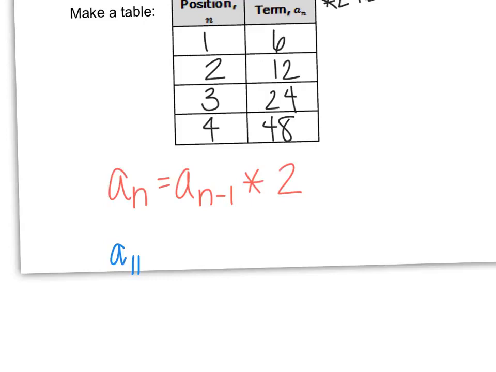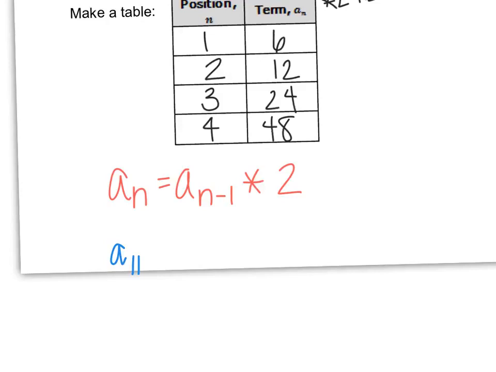And then to find the 6th term, what would I do? 5th term by 2. So every time I'm multiplying the one before it by 2, right? That's what all this formula says, that to find some term in the pattern, I multiply the one right before it by 2.